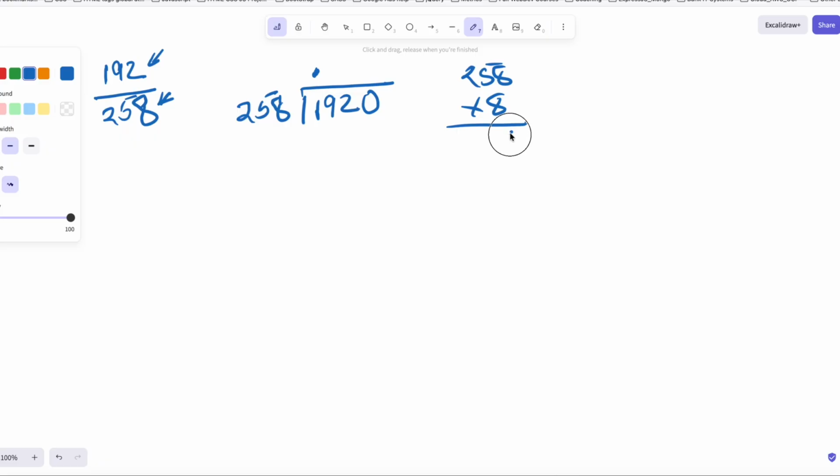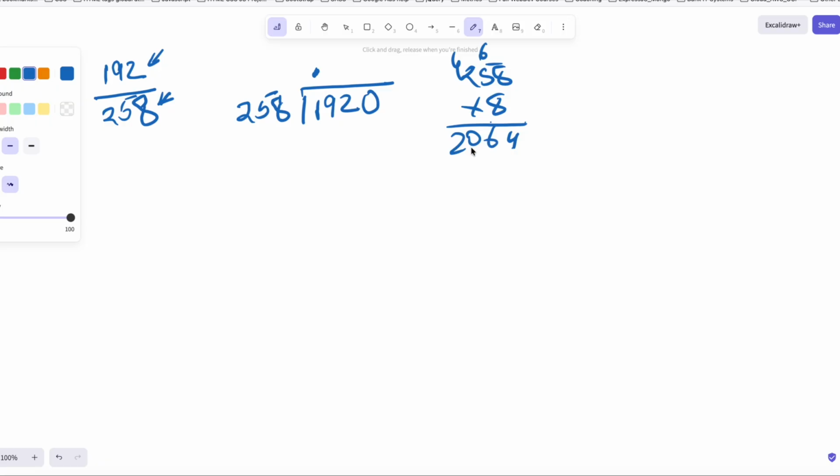You get 4, you get 6 here, 6, 4 here. So this is 2064. So 8 doesn't work, because if you multiply 258 by 8, you get 2064, which is bigger than 1920. You need a number which is smaller than 1920 as part of the division, in any method of division that you use, right? So by doing this, we know that it's not 8.